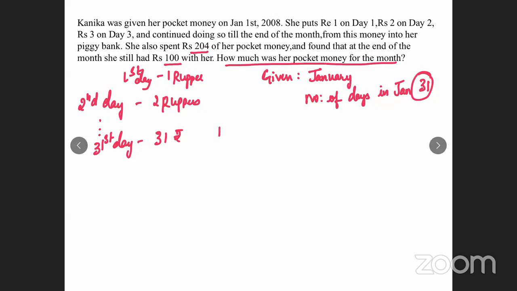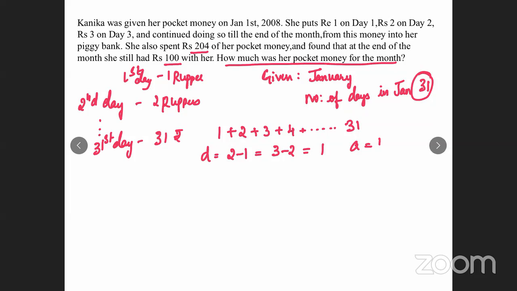So that is 1. The next day she is keeping 2 rupees, so that sums up to 3 rupees till the second day. Again 4 rupees, and so on up to 31 days. From here, is it forming an AP first of all? Let us check that. d is equal to 2 minus 1, which is equal to 3 minus 2, that is 1. So that is our common difference. And the first term of the AP is 1.